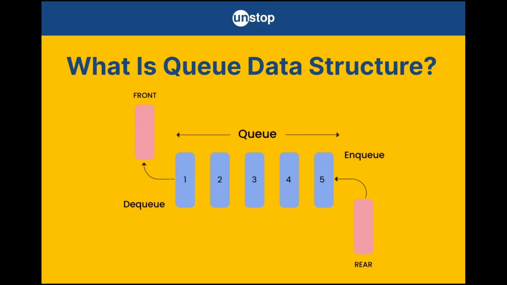Meanwhile, we enqueue or add an element at the back. Always remember that in a queue, the new elements are always added at the back or rear end. When we add an element to a queue, we call this operation enqueue. On the other hand, when we remove an element from a queue, we call this operation dequeue. In a dequeue operation, elements are always removed from the front of the queue.